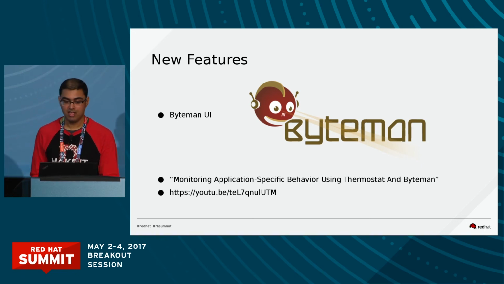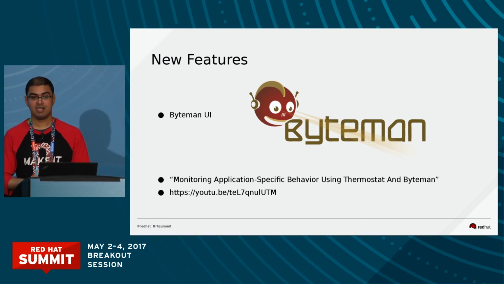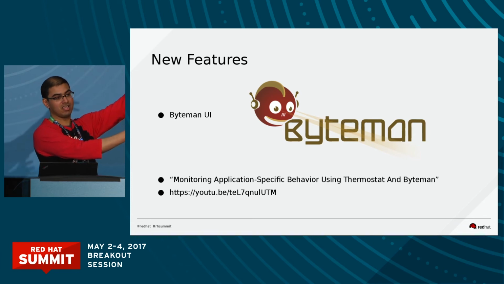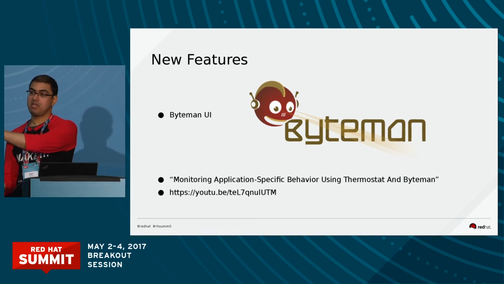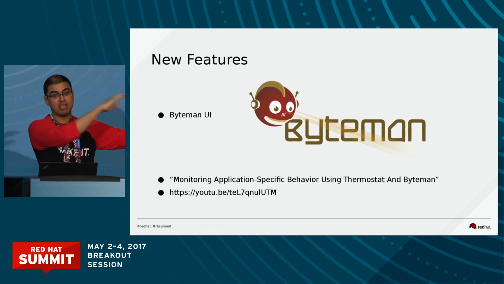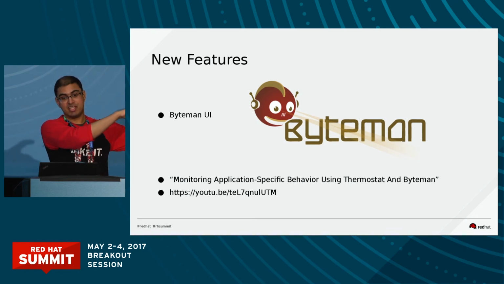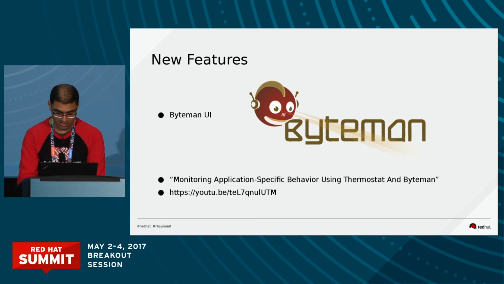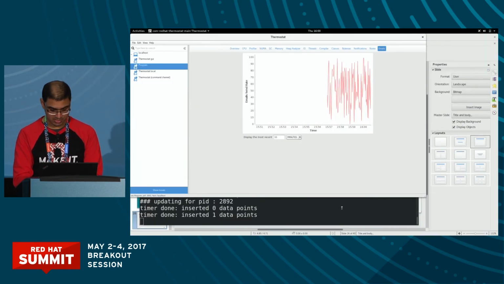Well, that's all great. What we can do using Thermostat is even more fancy. We can say, here's my application running. Use Byteman to inject custom code in the VM, make it get metrics that weren't implemented there, get those metrics out, use it, and display it. So let's see how that works.